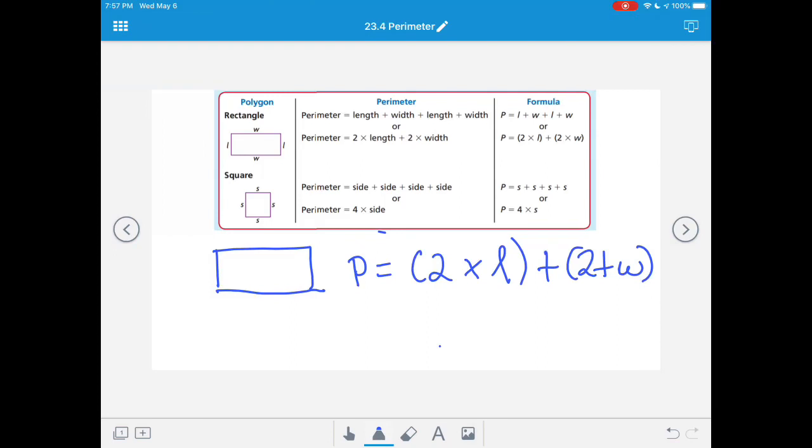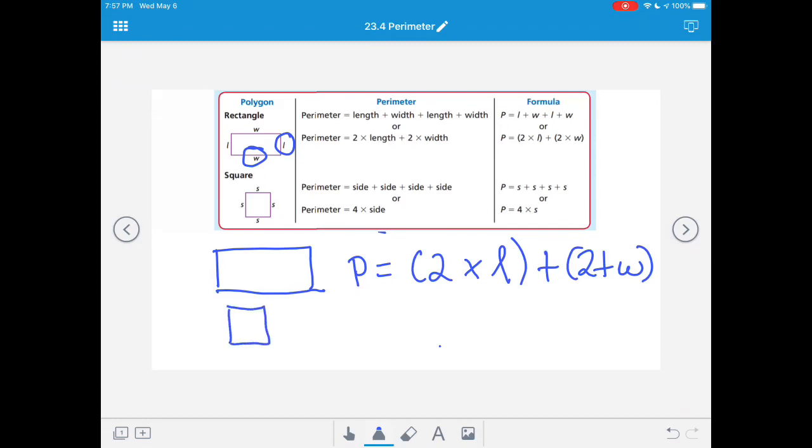This will be important for you to know and understand, because sometimes a rectangle will only give you the measurement of one of the widths and one of the lengths, but not both. And so you'll have to multiply the length times 2 and the width times 2 and then add those together. So I'll show you that in a minute, but you need to have that written down.